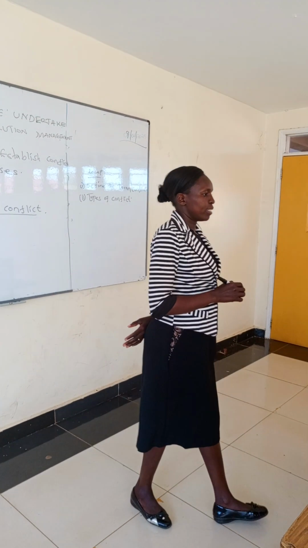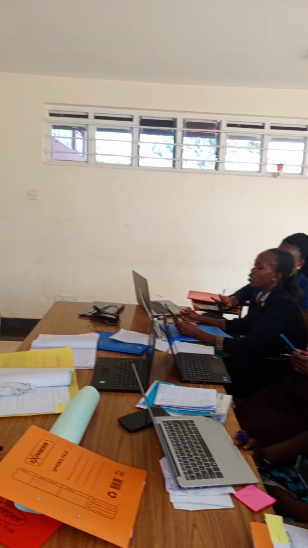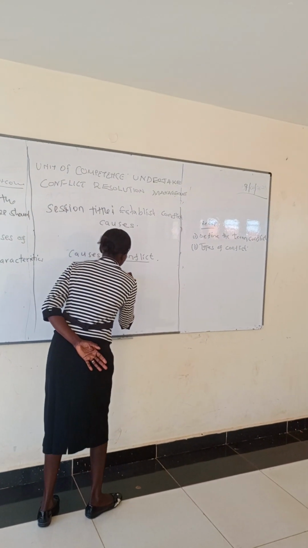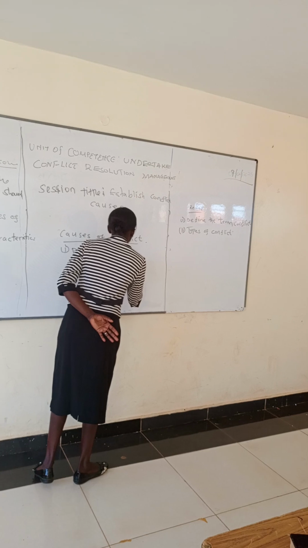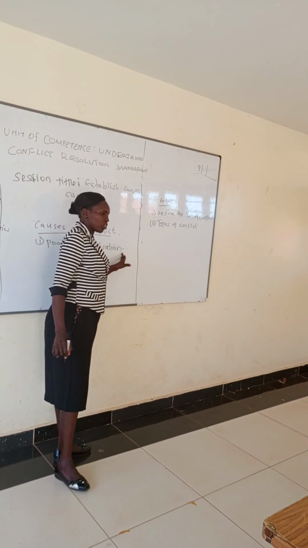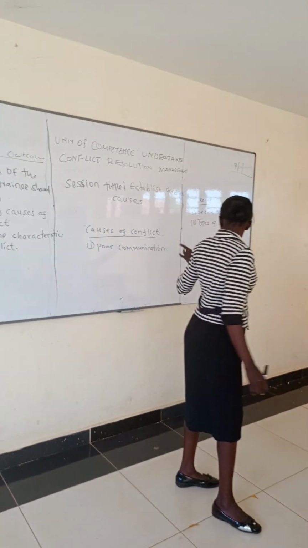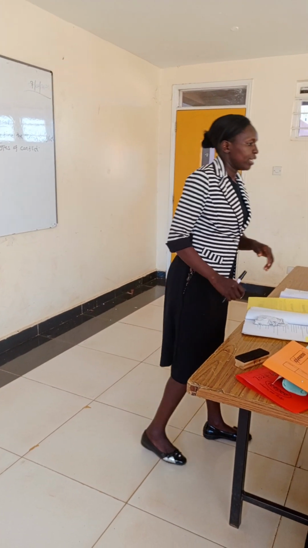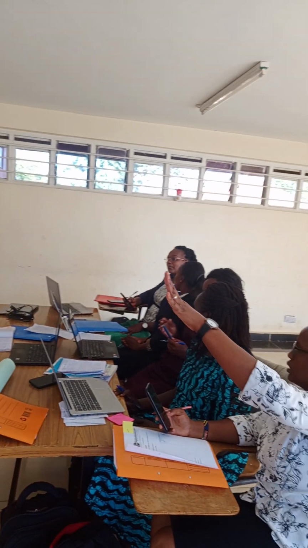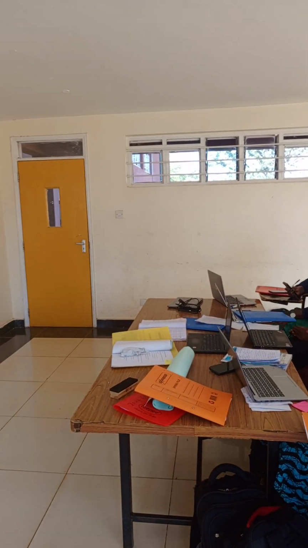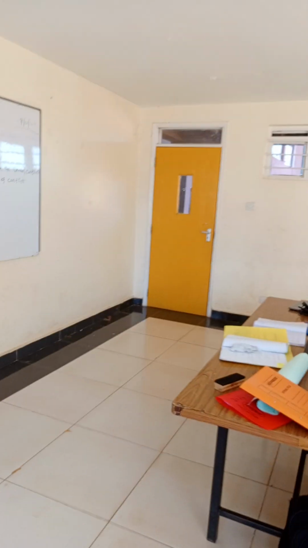Who can tell us? Yes, Esther? One of the causes of conflict is poor communication. Another is misunderstanding or lack of clear information. So we talk of poor communication, and misunderstanding. And then another one? Julie? Power imbalance, whereby there is an unequal distribution of power.